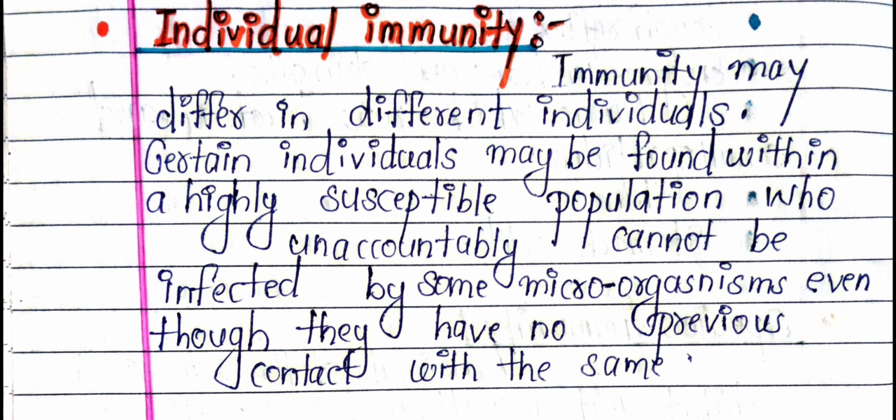Individual immunity. Immunity may differ in different individuals. Certain individuals may be found within a highly susceptible population who unaccountably cannot be infected by some microorganisms even though they have no previous contact with the same.